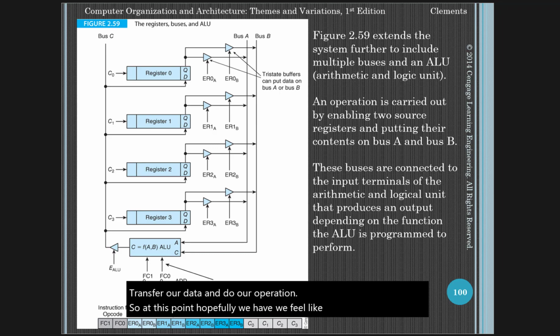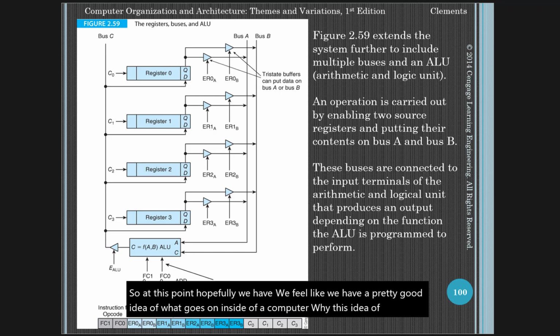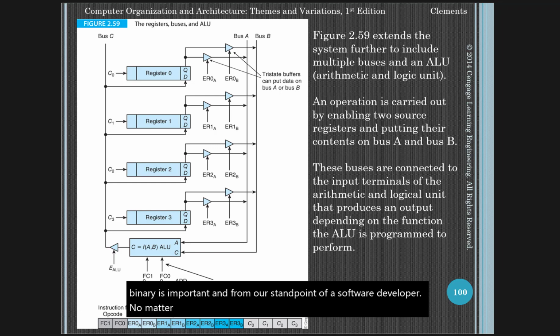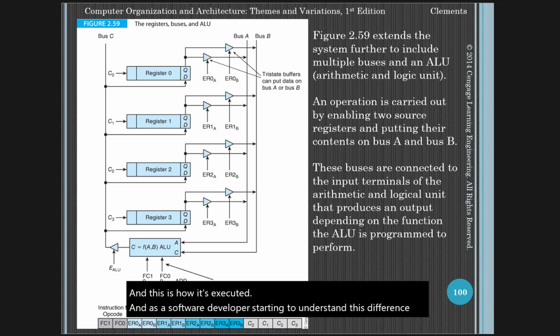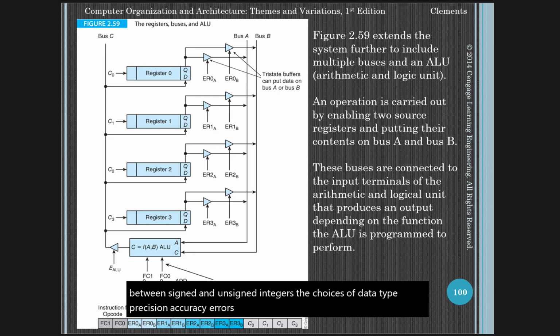So at this point, hopefully we feel like we have a pretty good idea of what goes on inside of a computer, why this idea of binary is important. And from our standpoint of a software developer, no matter what language I'm writing in, I know that the computer does not read that. It's translated into what the computer does understand, and this is how it's executed. And as a software developer, I start to understand this difference between signed and unsigned integers, the choices of data type, precision, accuracy, errors, overflows, how it all relates to me and the code that I write.